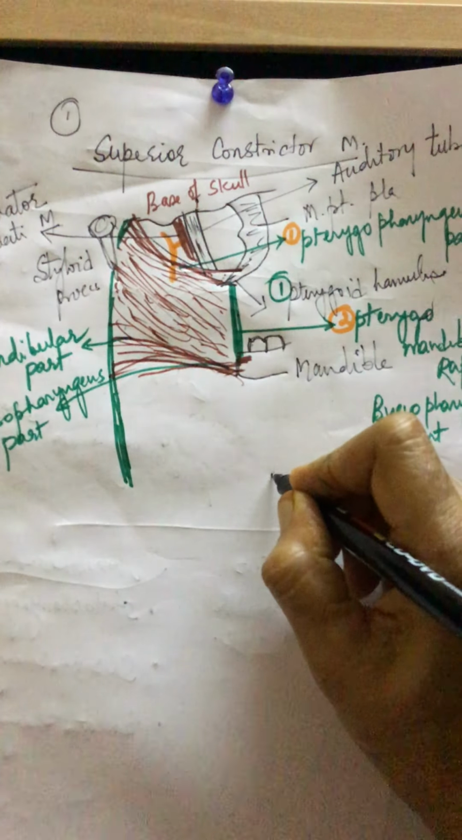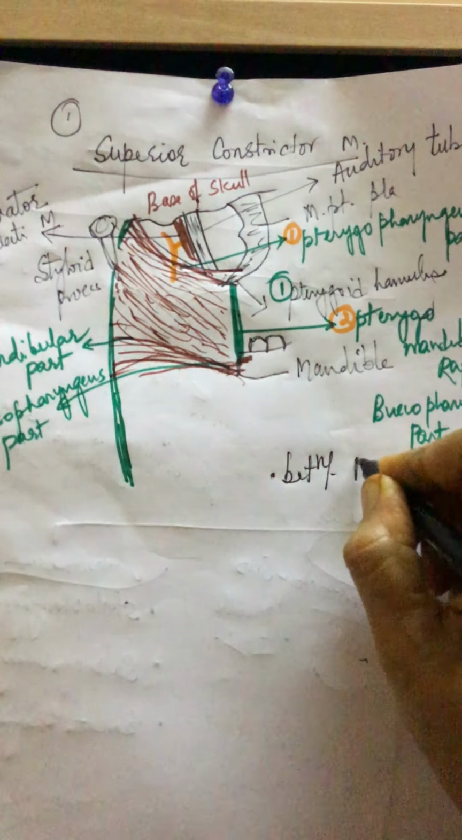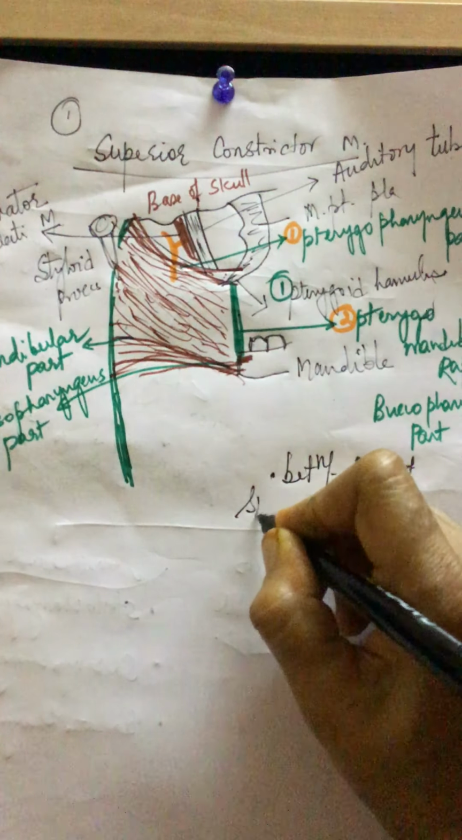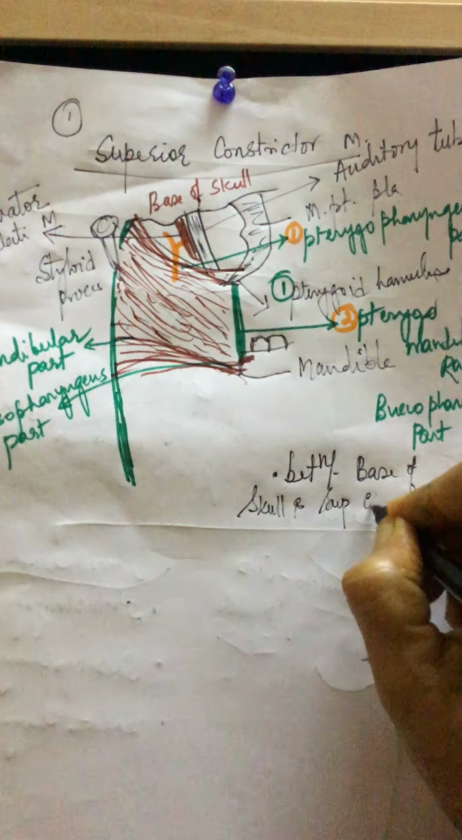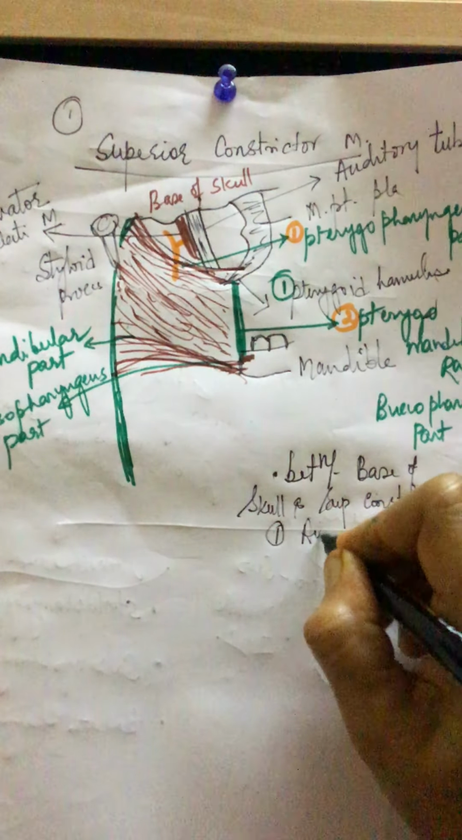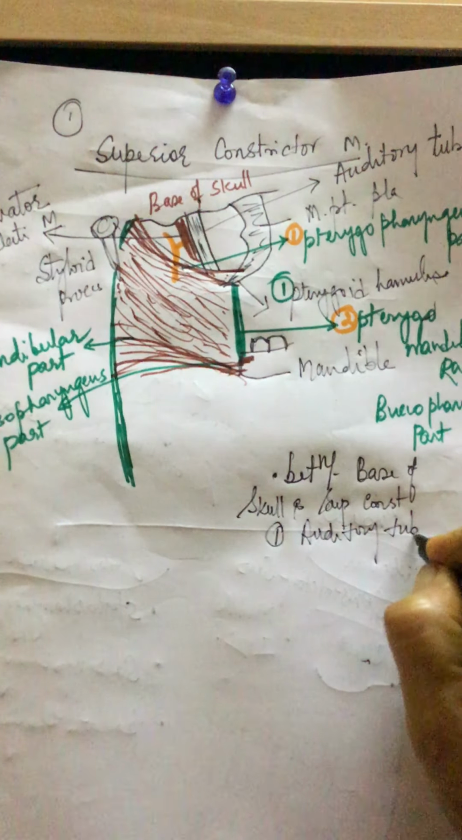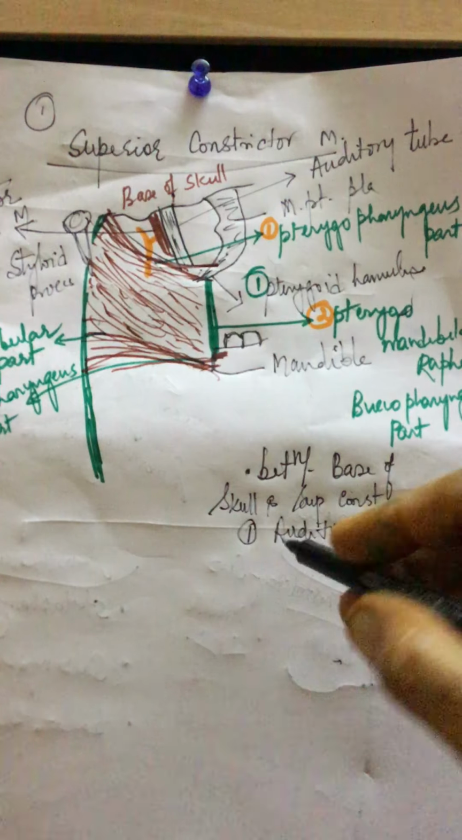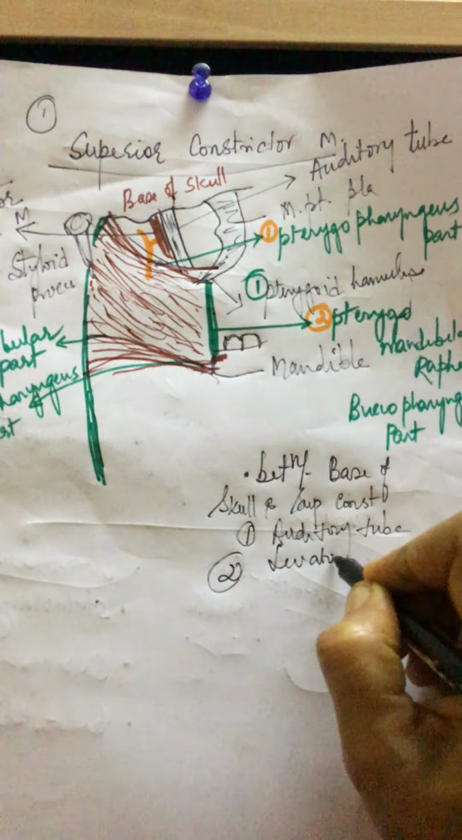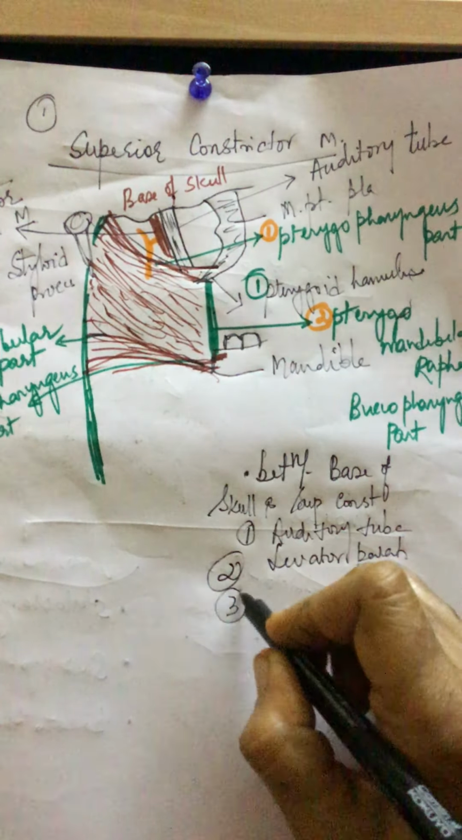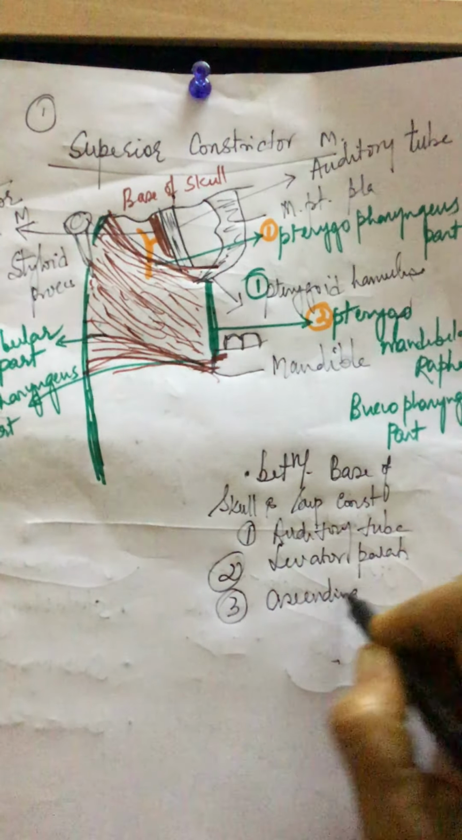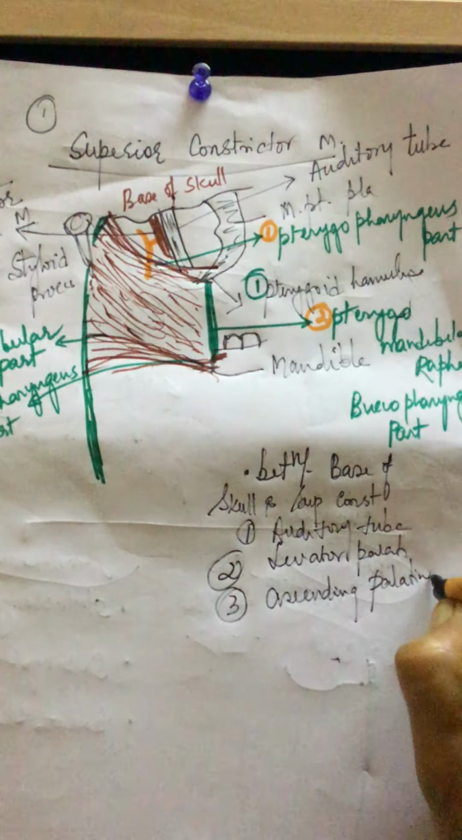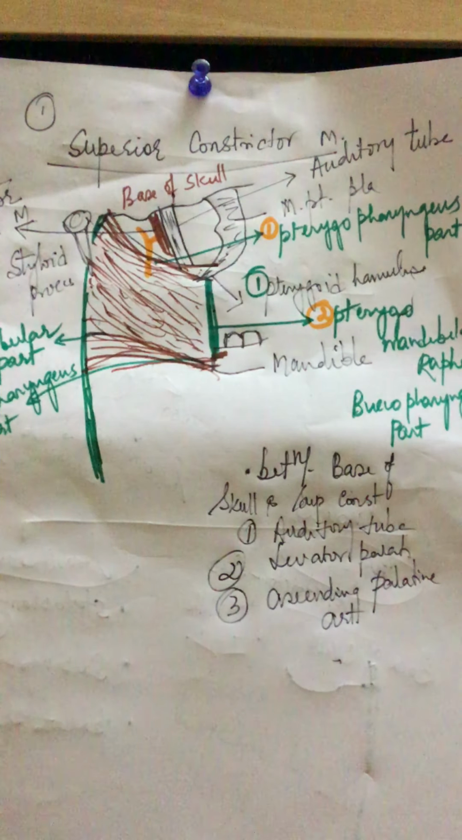So between the base of the skull and the superior constrictor muscle, you do find number 1, the auditory tube, then the levator palatini muscle, and the ascending palatine artery. So this is the superior constrictor muscle. I will give you another view.